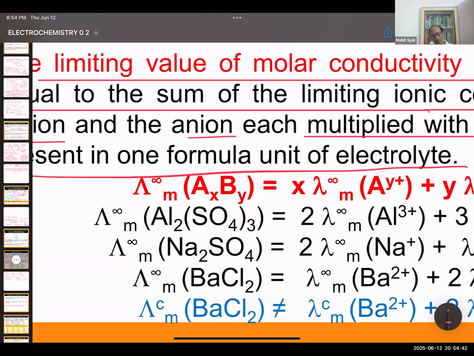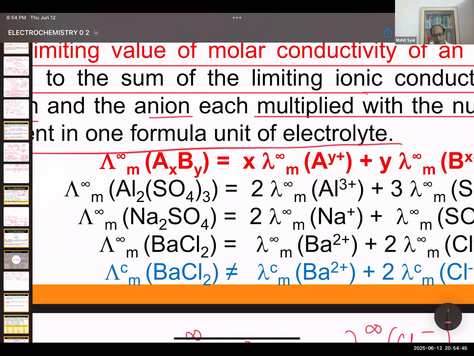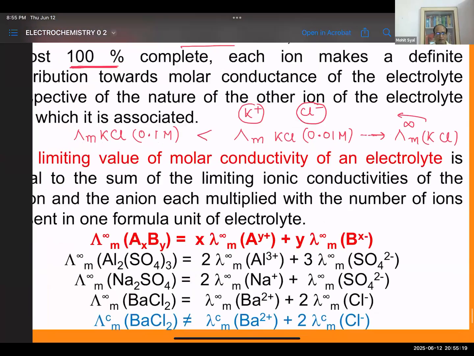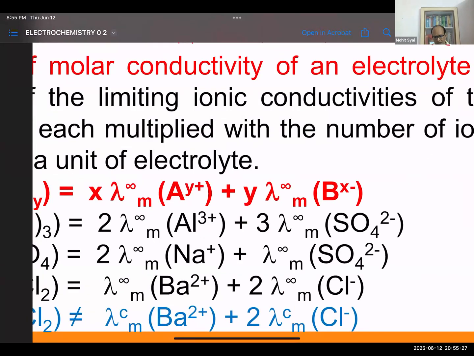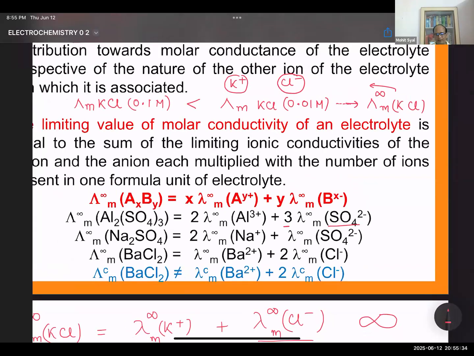So here I have shown you for aluminium sulfate, it is not equal to just the aluminium and sulfate ion. No, because there are 2 moles of aluminium ion and 3 moles of sulfate ions in the formula, as you can see. So the limiting value of the molar conductivity, because it is molar, you need to multiply by mole. Is that clear? So molar conductivity of aluminium multiplied by 2, plus 3 times the molar conductivity of sulfate ion, and that is applicable only at infinite dilution, when they are completely dissociated.